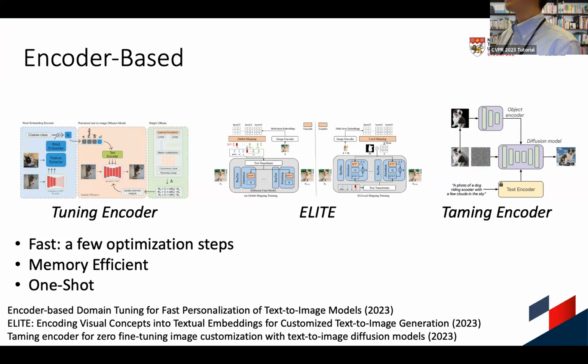So they are quite fast. There are only a few optimization steps and they are memory efficient. You don't have to maintain a large gallery set. And sometimes it also enables one-shot generation. You only need one image to find the prompt, right? One image to find the prompt.